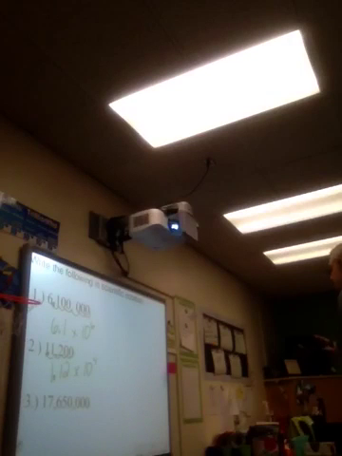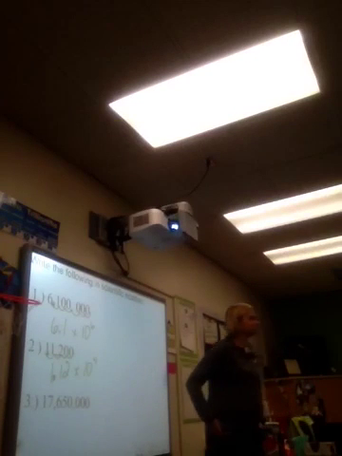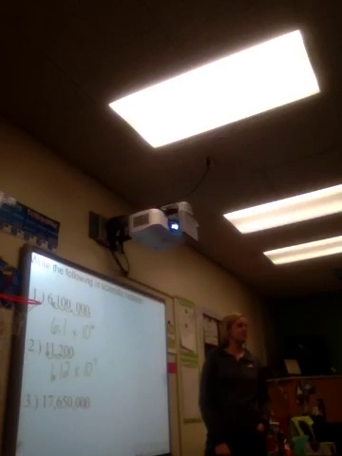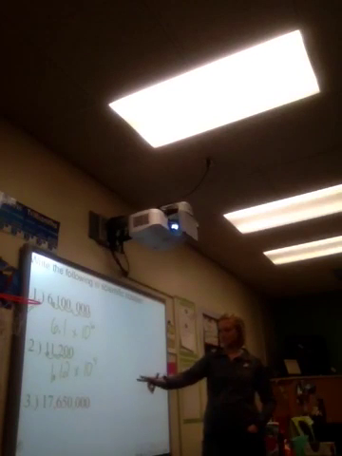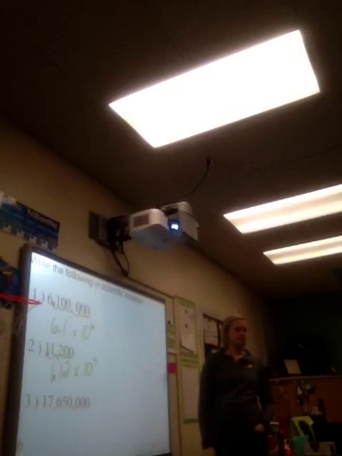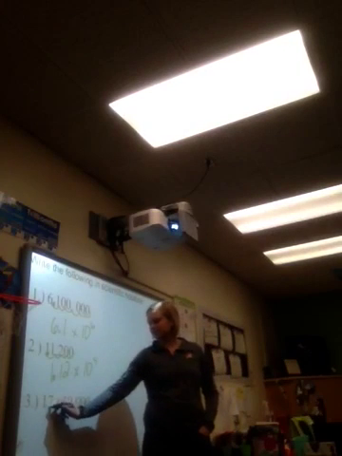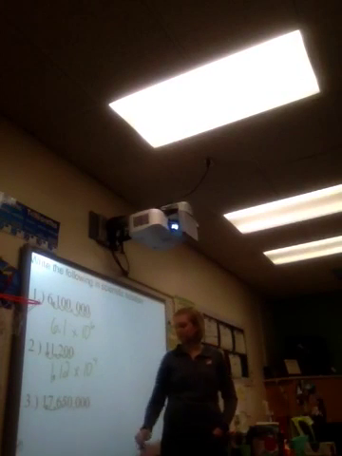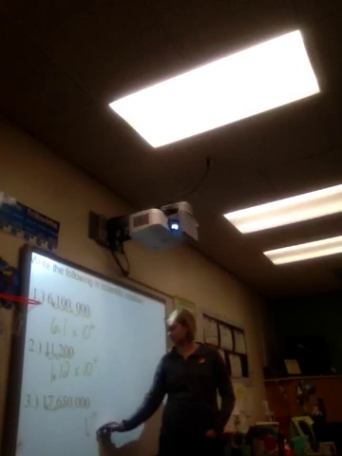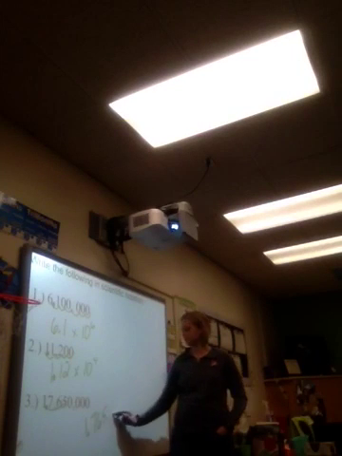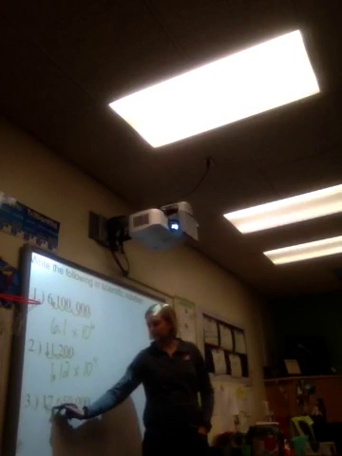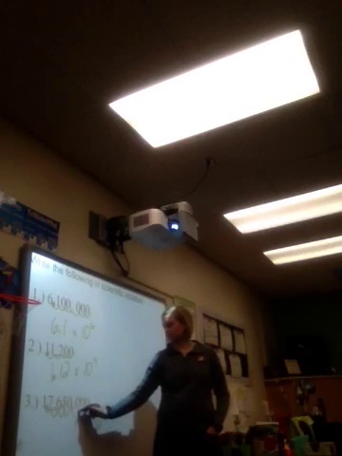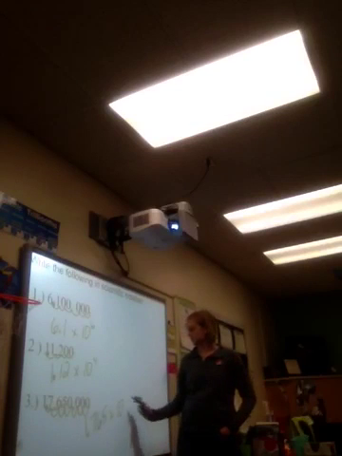Okay, where would my decimal go in my last one? Chase. Yep, between what two numbers? 1 and 7. And then I include everything behind there until I hit all my zeros. Okay, and then I count. 1, 2, 3, 4, 5, 6, 7.